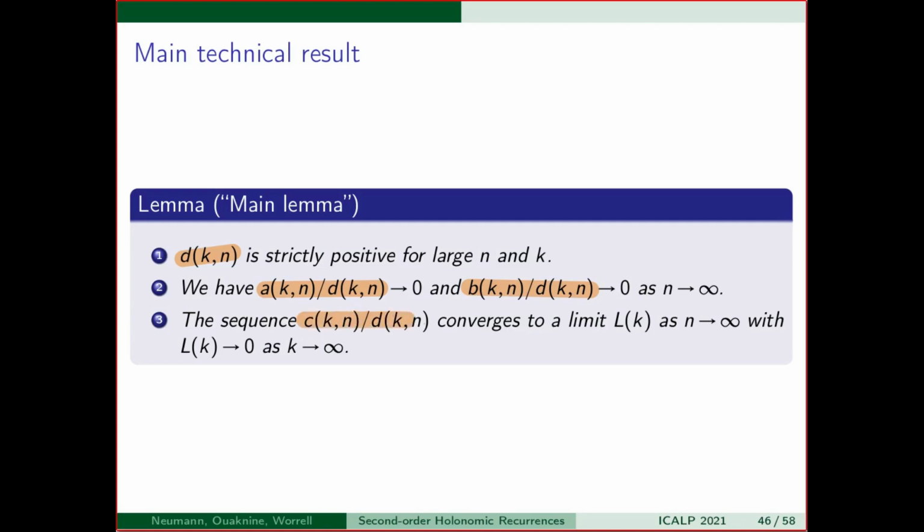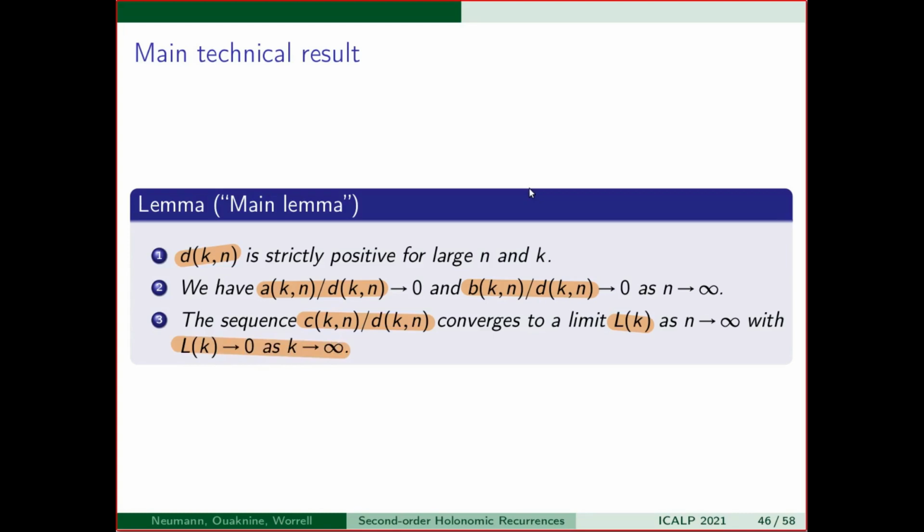Now, the sequence c_k(n) divided by d_k(n) will always converge to a limit L(k) when we fix k and let n go to infinity. L(k) will not necessarily be equal to 0, but it will converge to 0 as k goes to infinity. So this is the actual main content of the proof.